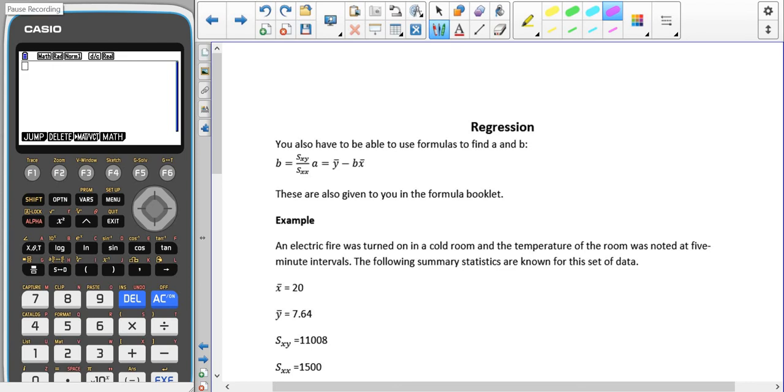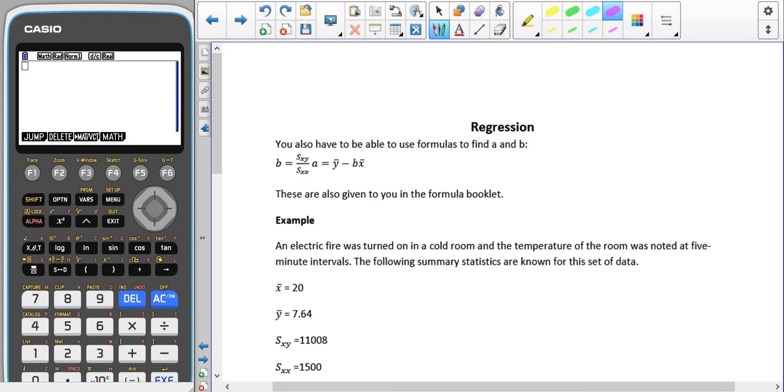So carrying on having a look at summary statistics, we are now having a look at regression, or the least squares regression line formulas. So these are on page 3 and again on page 5 in your formula booklet. And in the formula booklet it is broken down as it is here in the notes booklet.